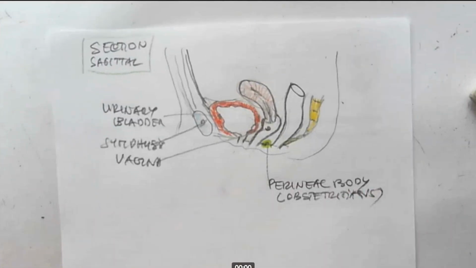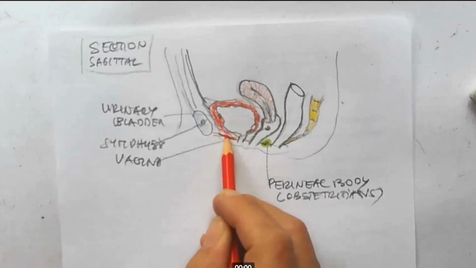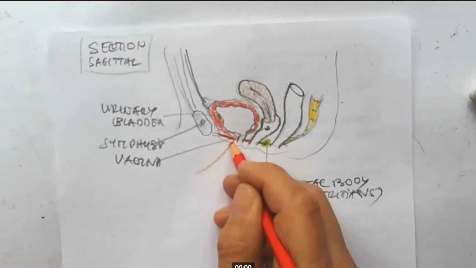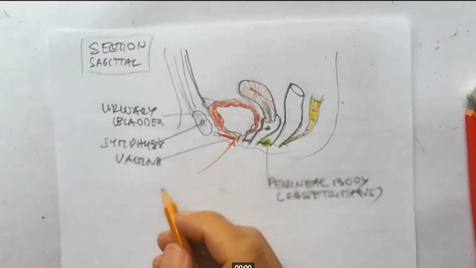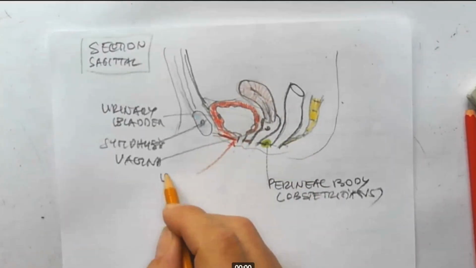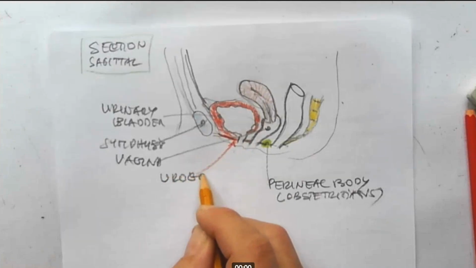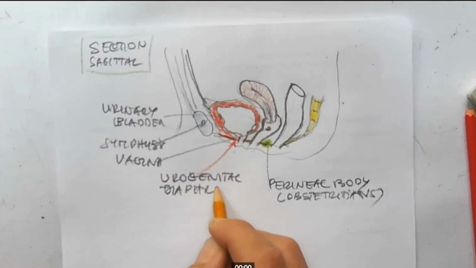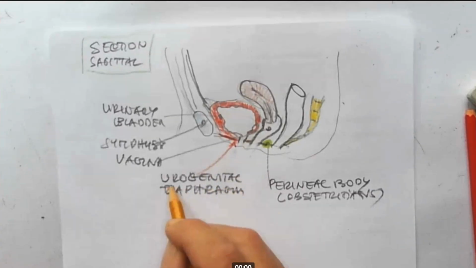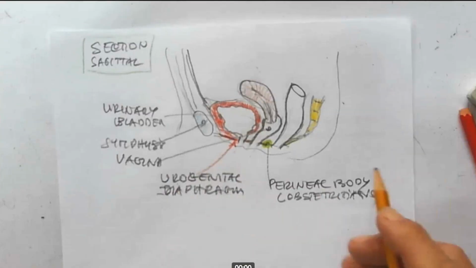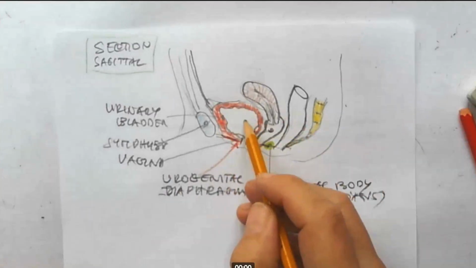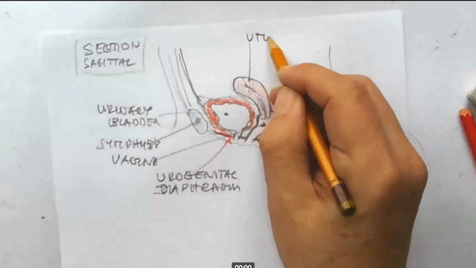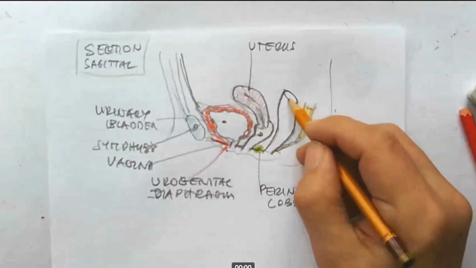Then using red, drawing here these lines, which represent, arrow, the urogenital diaphragm. Right? Urogenital diaphragm. That's it. And then this is the bladder, urinary bladder, correct. Uterus, correct. Uterus, and then here is the rectum.